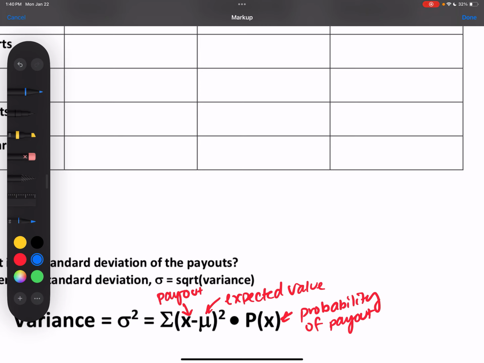So we're going to be looking at the example. It costs $5 to play a game. You draw a card from a standard deck of cards. If you draw the ace of hearts, you win $100. All other aces win $10. All other hearts win $5. What is the expected value of the game?